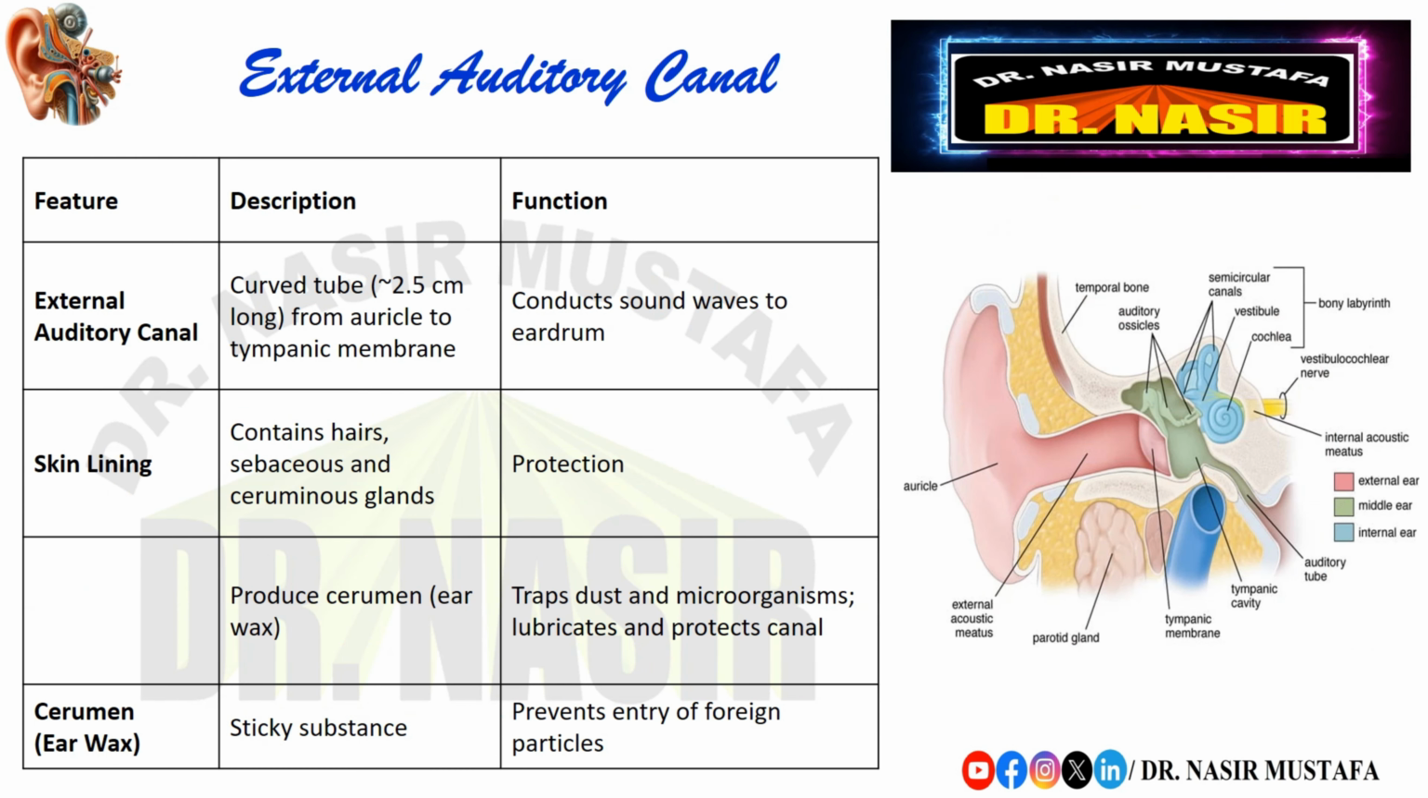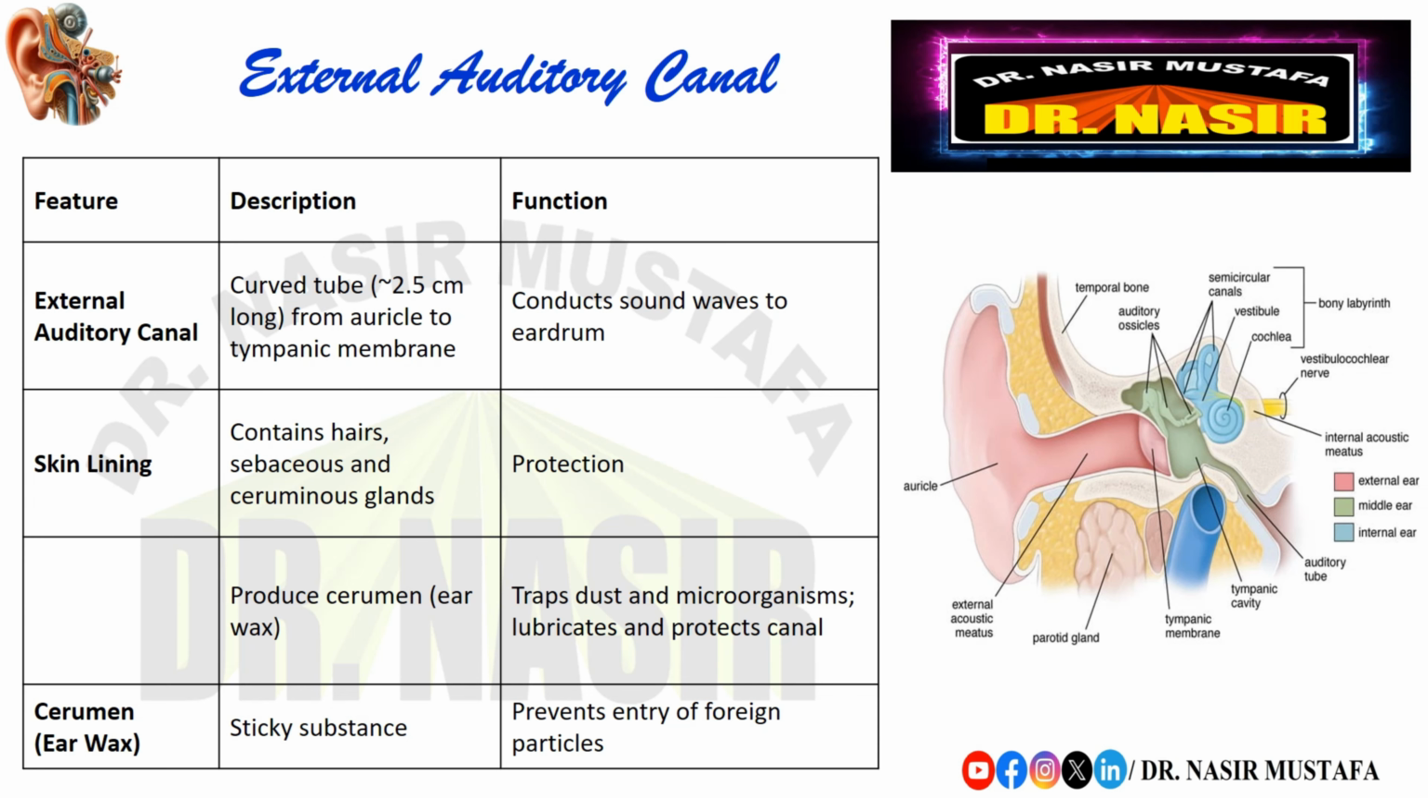The external auditory canal, also called the external acoustic meatus, is a curved tube approximately 2.5 centimeters long that extends from the auricle to the tympanic membrane. The canal is lined with skin and contains hairs, sebaceous glands, and ceruminous glands. The ceruminous glands produce cerumen, commonly known as earwax. Cerumen helps trap dust particles, microorganisms, and other foreign bodies, preventing them from reaching the deeper parts of the ear. It also lubricates and protects the ear canal.